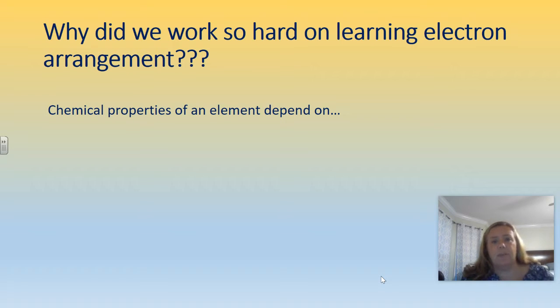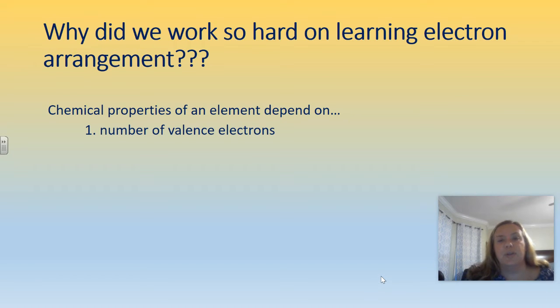Chemical properties of an element depend on three things. The first thing is the number of valence electrons. So those valence electrons are important. It is important to know how many are out there doing the job, how many can be taken, and how many are actually needed to have a full outer shell to make a stable compound, stable atoms.